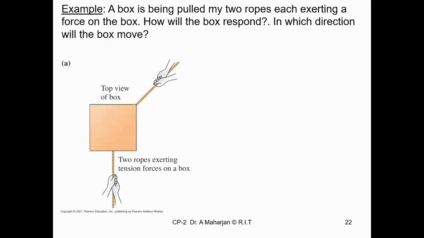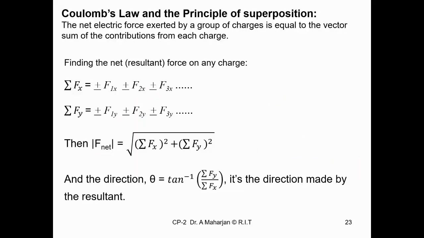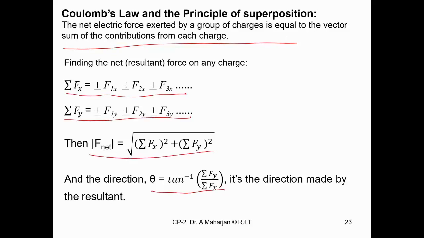So here's an example again. Suppose this is the top view of a box on a frictionless table, and this box is being pulled by two forces with the help of ropes, right? How will the box respond? In which direction will the box move? Well, the box will move in the direction of the net force, right? That's why we need vector addition. Just like that, you're going to need exactly the same idea for solving electrostatic problems. And this is again a brief review, so make sure you review this. First you need to figure out the sum of the x forces, the sum of the y forces, and then the net is given by this, and the direction is given by that.